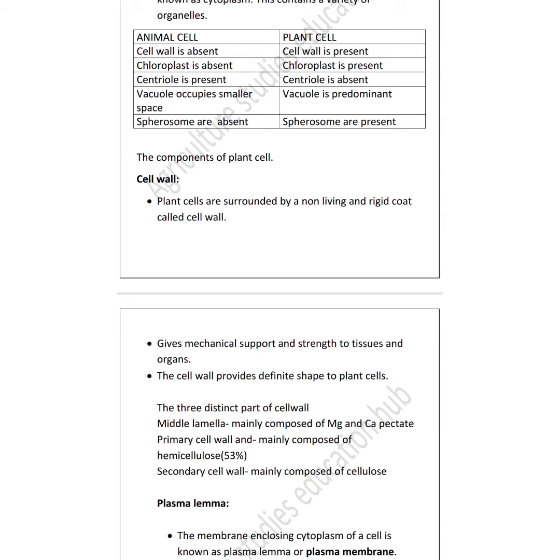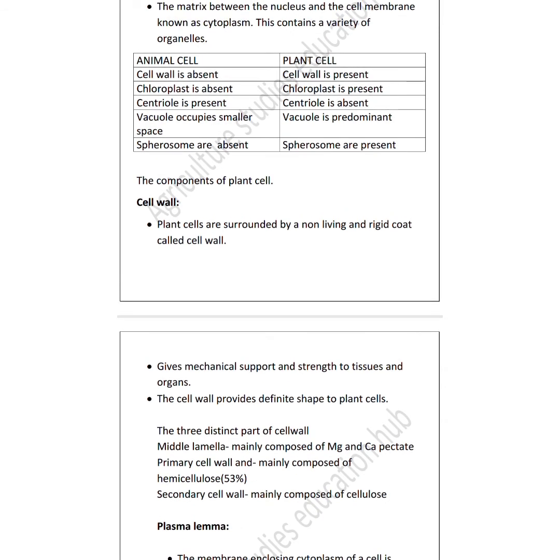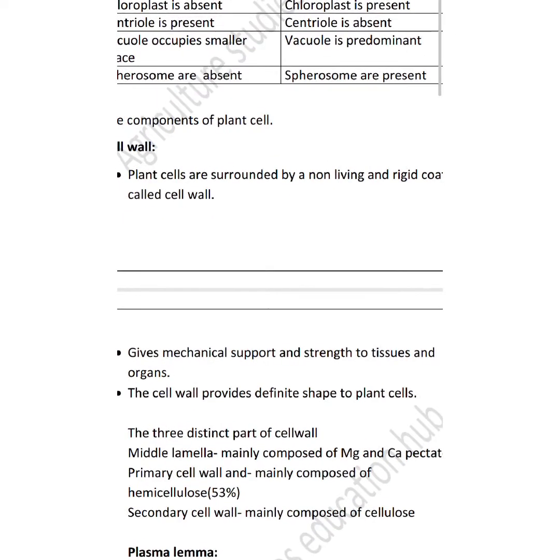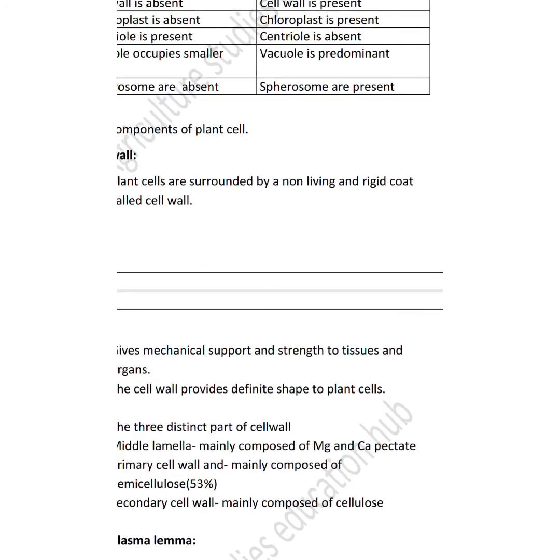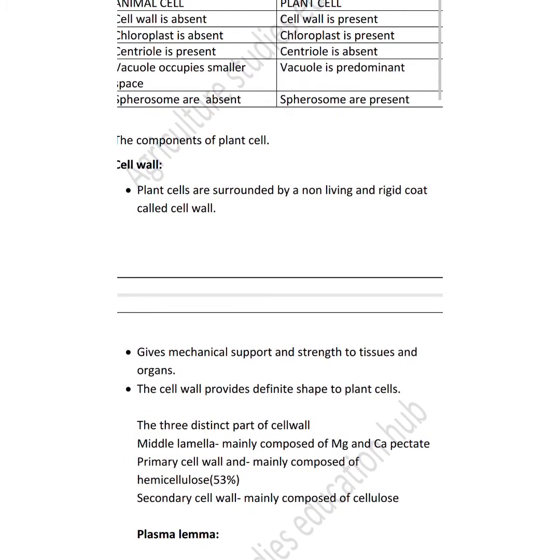The components of plant cell. Cell wall. Plant cells are surrounded by a non-living enriched core called cell wall. That only gives mechanical support and strength to the tissues, and cell wall only gives a shape to the plant cells. The three distinct parts of the cell wall are, first, middle lamella. The important point is it is mainly composed of magnesium and calcium pectate.